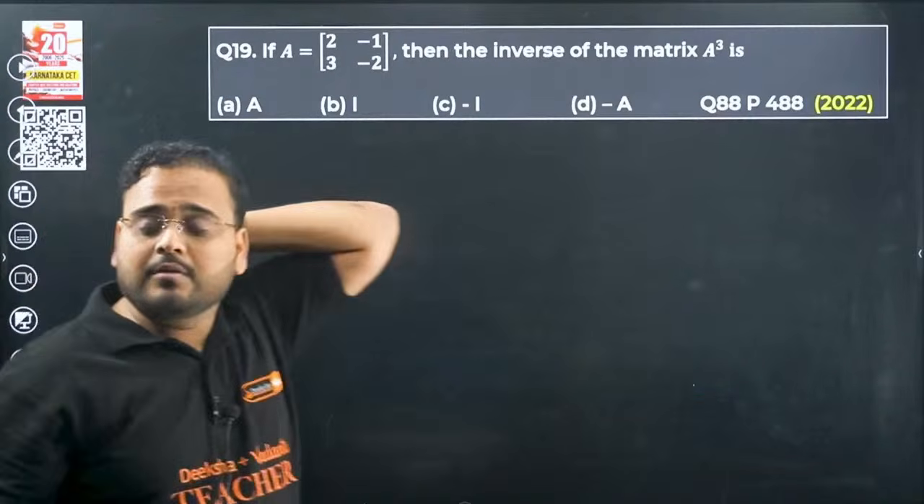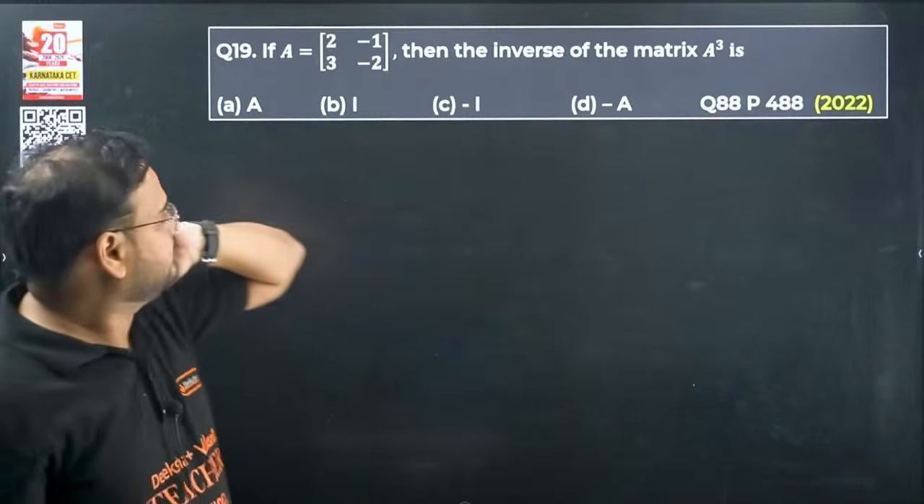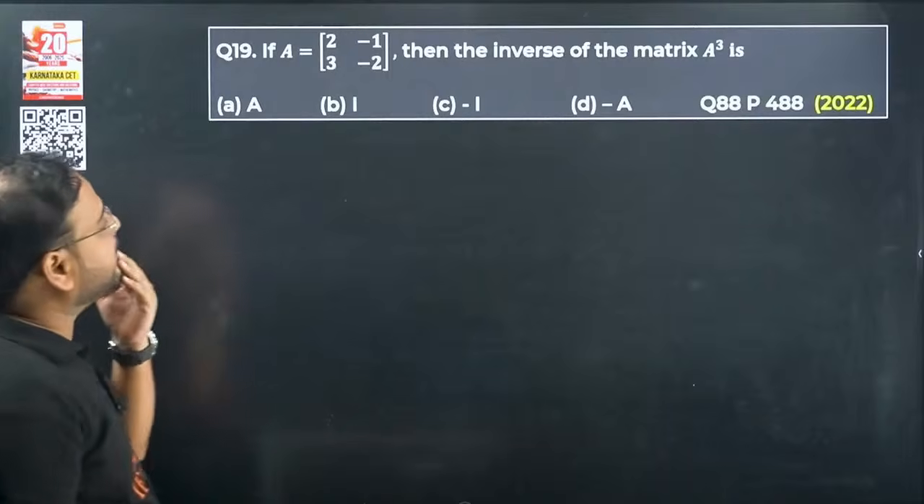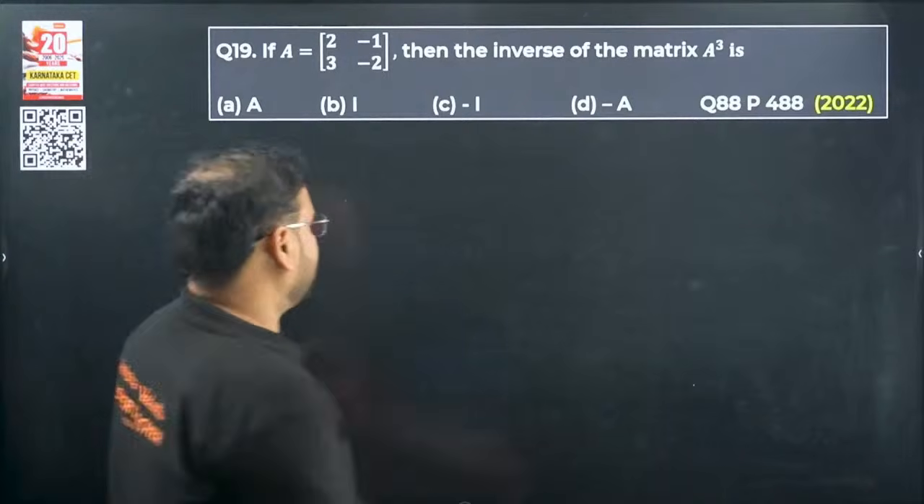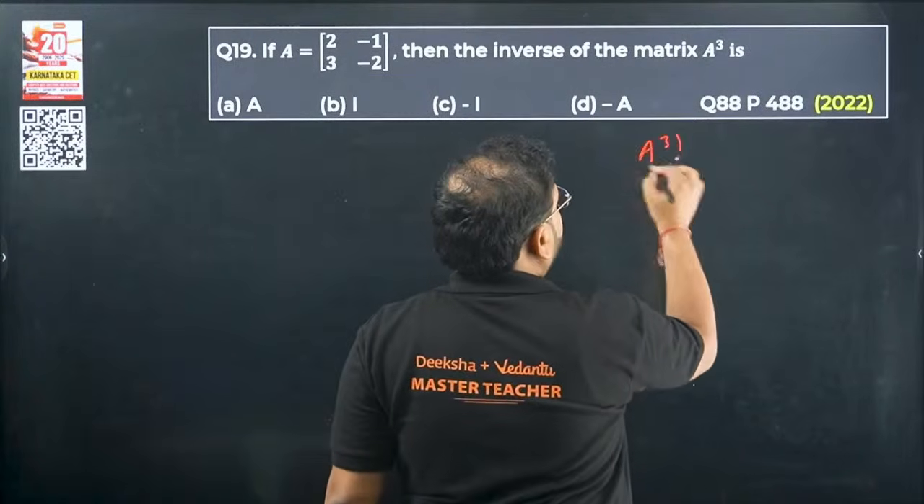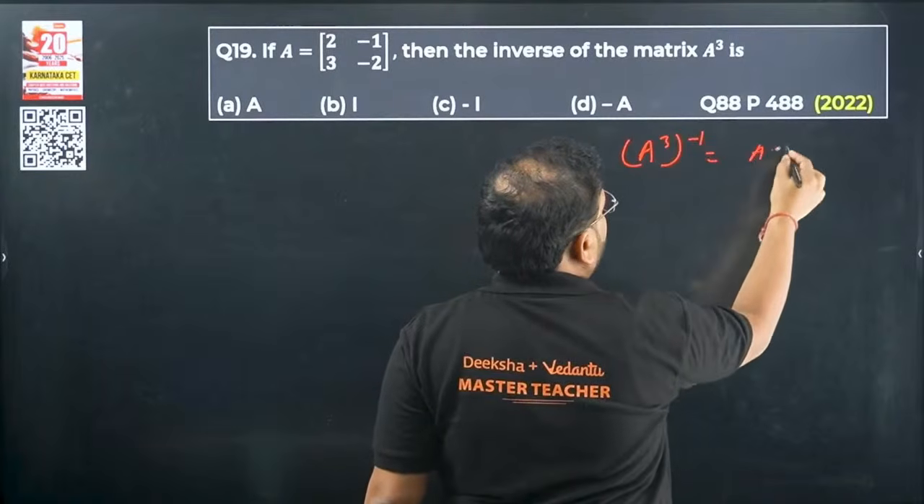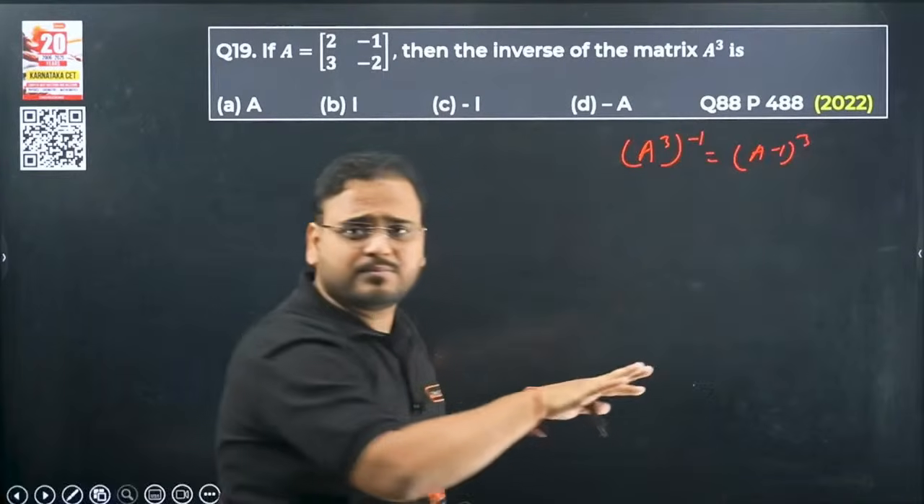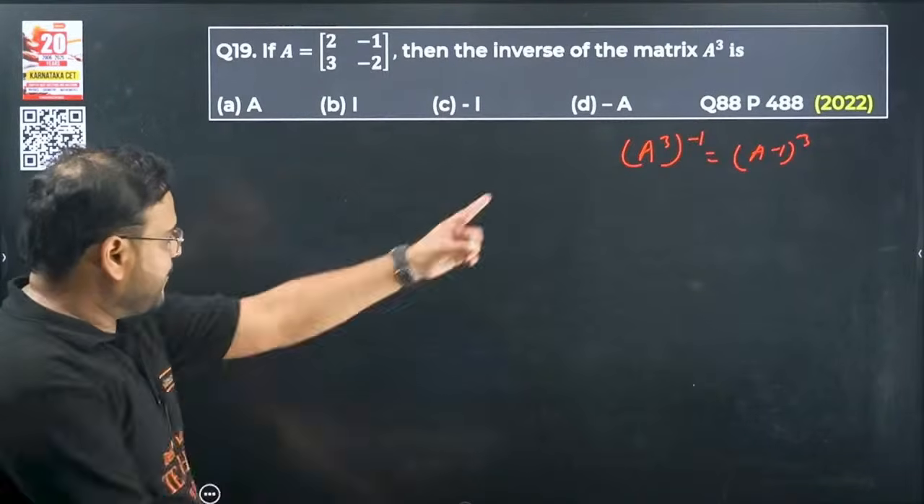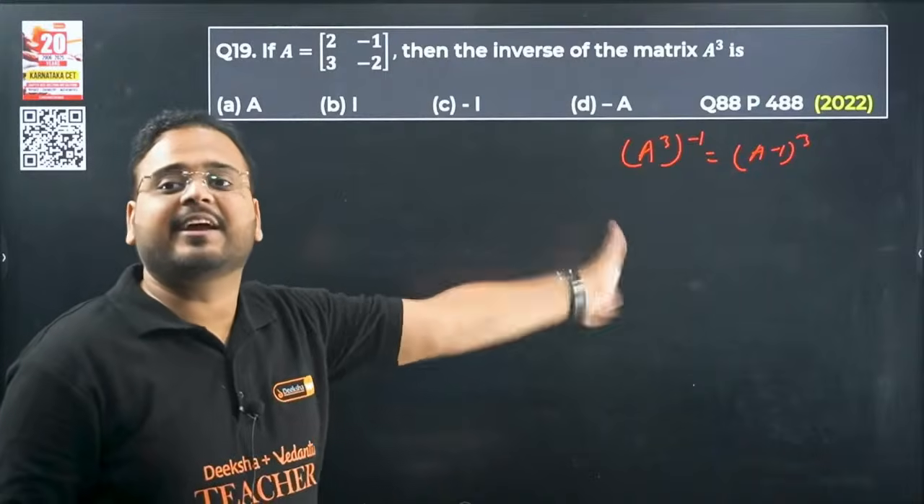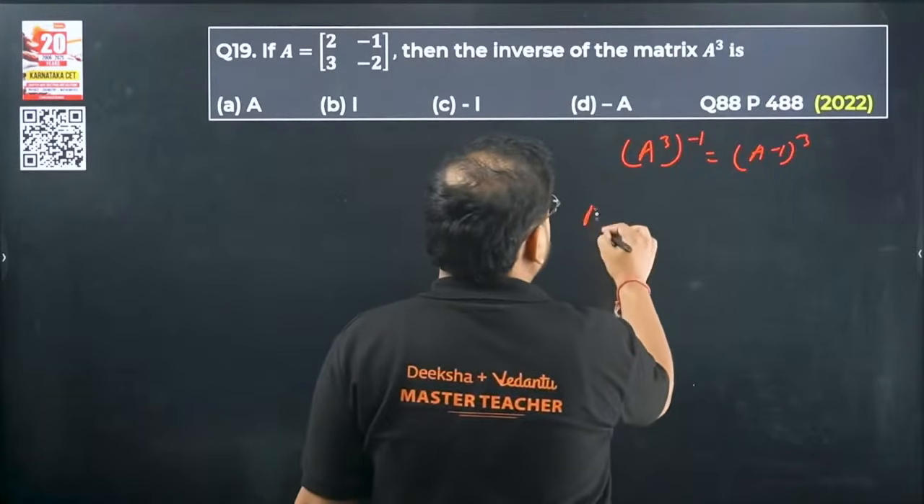Question number 19 now. Page 488. Then the inverse of the matrix A cube. What are they asking? Inverse of A cube. So A inverse the cube. The property we know. Basically everything is decided upon finding the A inverse. So do the A inverse.